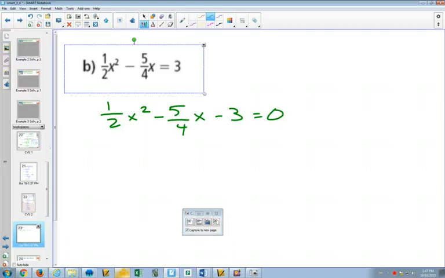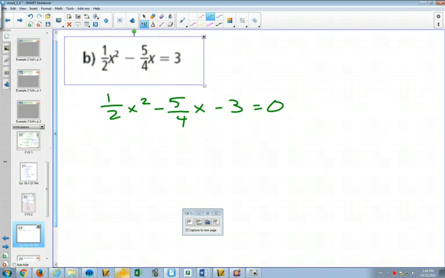As far as things go here, factoring doesn't look like it would be very much fun with the fractions. Completing the square doesn't look like it would be very much fun with these fractions. So we can start by using the formula. And the formula works even if you have fractions. So I'm going to do it once with fractions, and then I'm going to show you how, if you wanted to, you could get rid of the fractions.